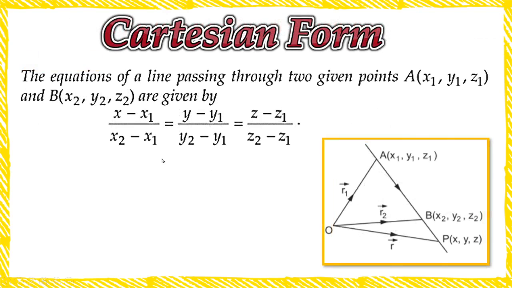And if I talk about Cartesian form, it will be x minus x1, as we were doing in the last case, upon x2 minus x1. And now what is x2 minus x1? x2 minus x1 is simply the DR. Y minus y1 upon DR and z minus z1 upon DR, meaning a, b and c. These are basically a, b, c of a line, DRs of the line. So that's how we are going to do it.